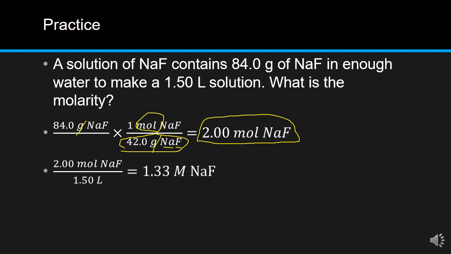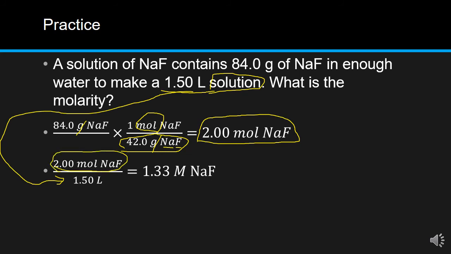Okay, step 2 is to put it all together. So they gave us the 1.5 liters of solution, and remember, that's the whole thing, solute plus solvent. That's going to go in the bottom here. Okay, the 2 moles we calculated in the first part goes in the top, and you just divide the two numbers, 2 divided by 1.5, and you get 1.33 molar sodium fluoride. Okay, so that's one type of question you might see.